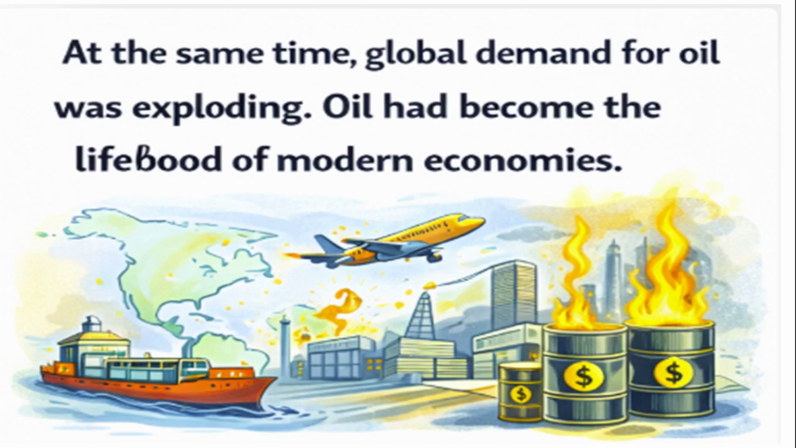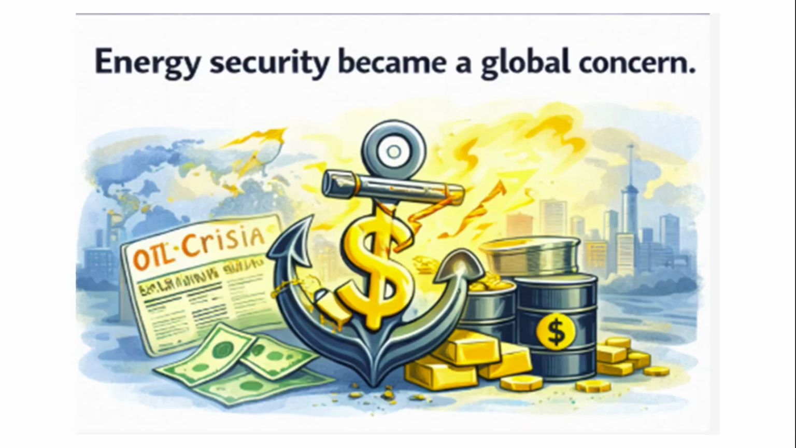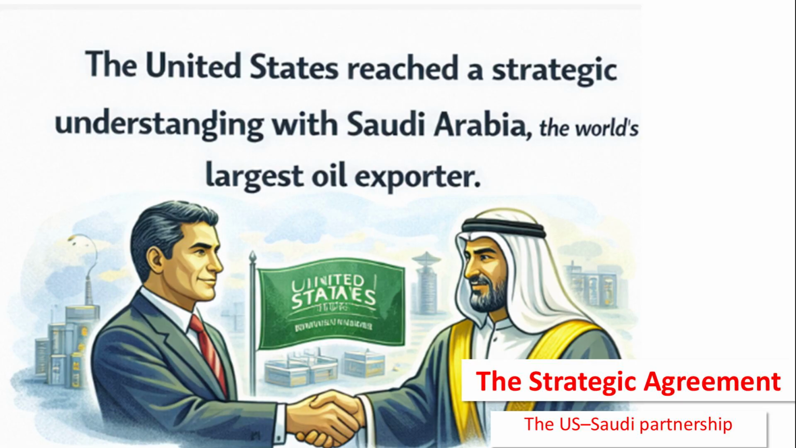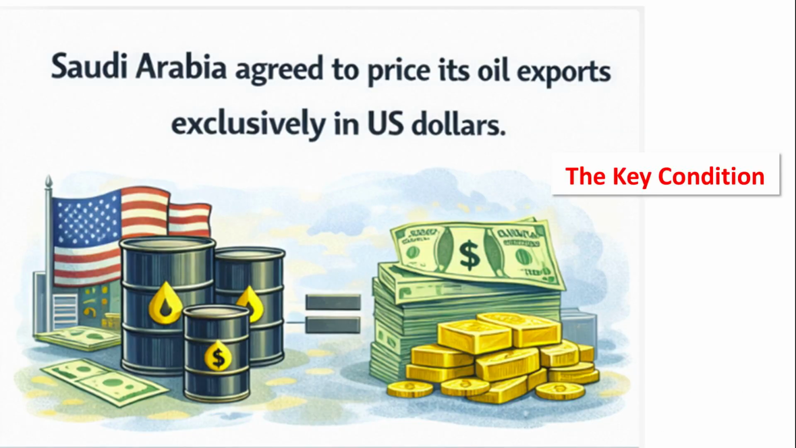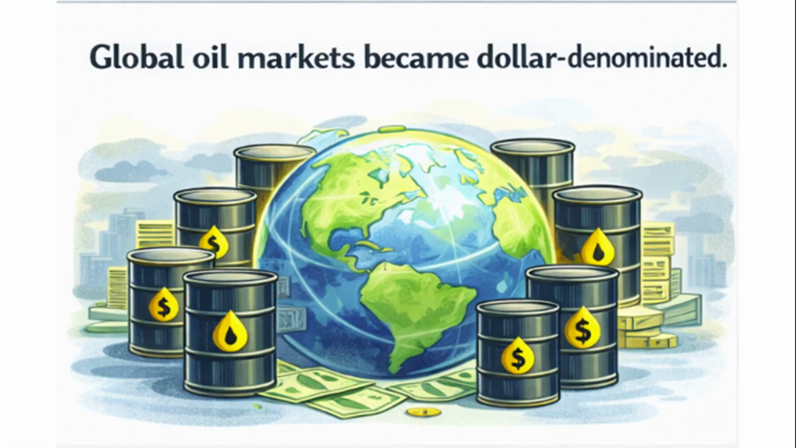At the same time, global demand for oil was exploding. Oil had become the lifeblood of modern economies. Oil prices surged during the 1970s due to geopolitical tensions and OPEC actions. Energy security became a global concern. The United States reached a strategic understanding with Saudi Arabia, the world's largest oil exporter. Saudi Arabia agreed to price its oil exports exclusively in US dollars. Other OPEC members soon adopted the same practice. Global oil markets became dollar-denominated.